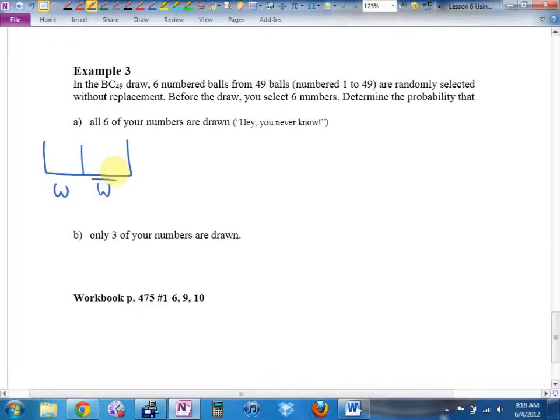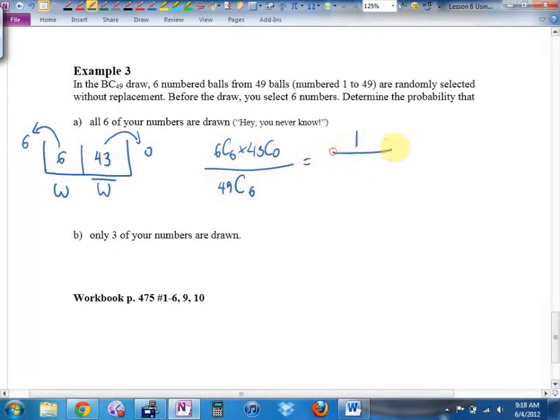Kara. How many losers are there in the deck? 43. Now, if you want to win the grand prize, how many of those 6 do you have to choose? How many losers do you want to choose then? What's the equation? 6 choose 6, 43 choose 0, divided by 49 choose 6. You know what? The top, once again, works out to 1, doesn't it? So I'm just interested, what is the 49 choose 6?